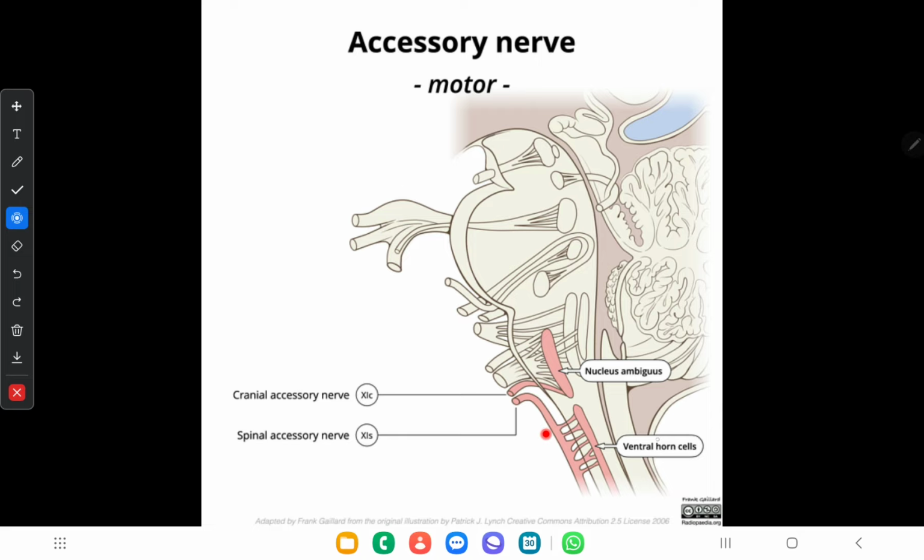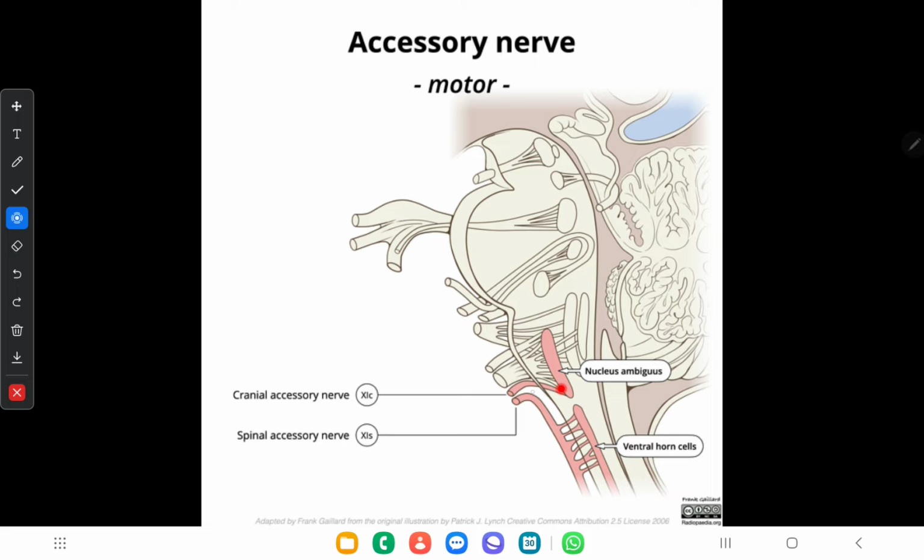This spinal part of the accessory nerve arises from the ventral horns of the C1 to C5 segments of the spinal cord by separate rootlets, midway between the attachments of the cervical ventral and dorsal rootlets. The rootlets join to form the nerve, which ascends in the cervical vertebral canal and enters the cranium through the foramen magnum. So here is the spinal part and here is the cranial part of the accessory nerve.